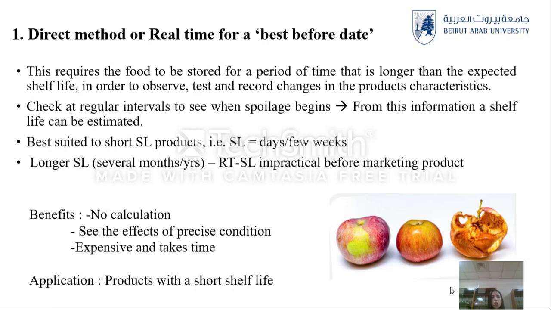So the direct method, or real-time method, is used for a period of time that is longer than the expected shelf life. So a few days, a few weeks. So it's mainly suitable for short shelf life. For longer ones, it's not practical. So benefits: we don't have calculation, we are just relying on numbers. It's a precise condition. It's very accurate. It's expensive and takes time. Application: products with short shelf life.